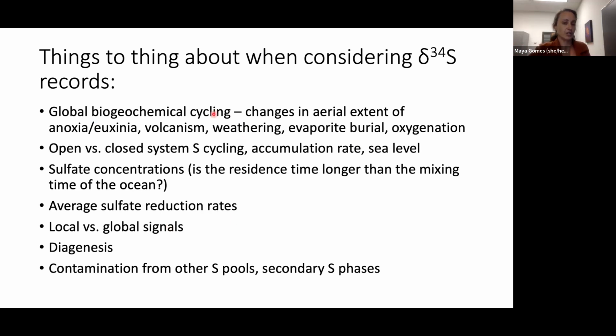So one is global biogeochemical cycling, and these connections with the oxygen and carbon cycle, and how changes in the areal extent of anoxia or sulfidic systems might impact sulfur isotope records, or things like volcanism, weathering, evaporite burial, oxygenation. But within that, we also need to think about open versus closed system sulfur cycling, accumulation rates, and sea level. We also need to think about sulfate concentration, the size of the sulfate reservoir, how sulfate reduction rates might change. And then we need to think about, are we recording local versus global signals? How is diagenesis affecting our geochemical records? And then what sort of contamination do we have during extraction?